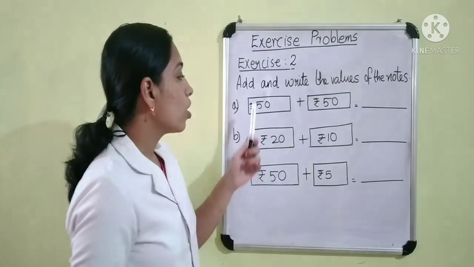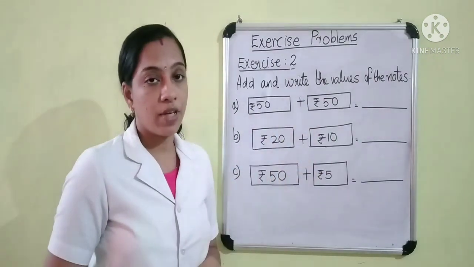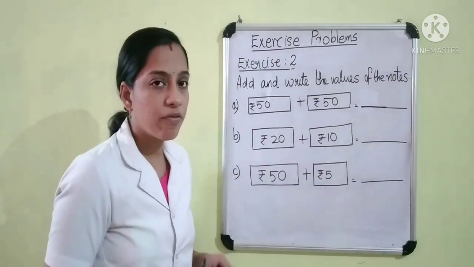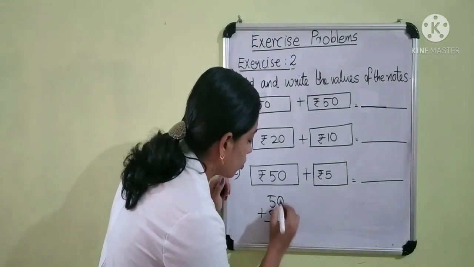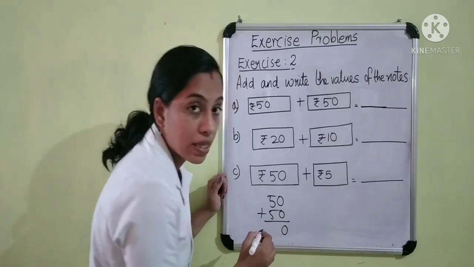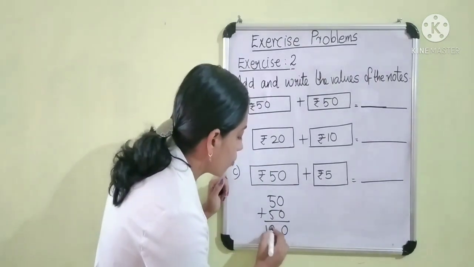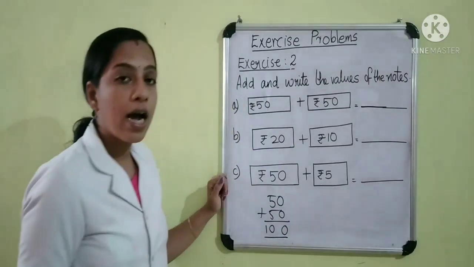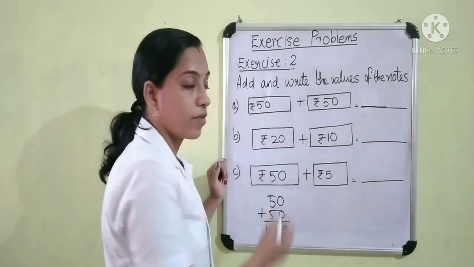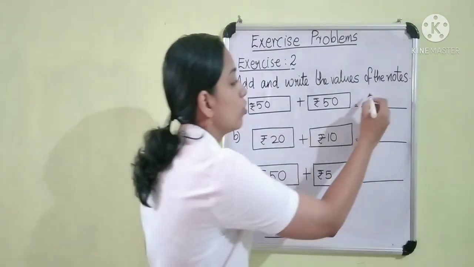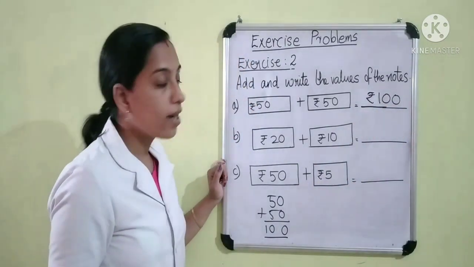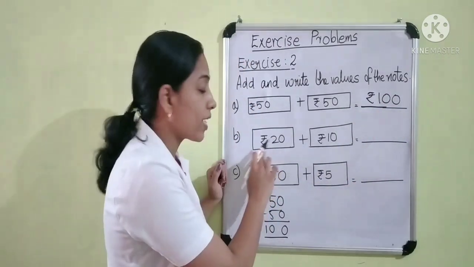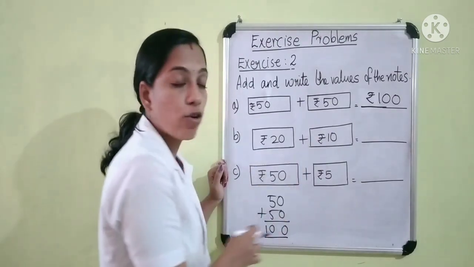So let us add rupees 50 and rupees 50. Tell me children, what is 50 plus 50? Yes, 50 plus 50 is equal to 0 plus 0, 0. 5 plus 5 is equal to 10. So 50 plus 50 is equal to 100. That is rupees 50 plus rupees 50 is equal to rupees 100. Is it clear? Yes.